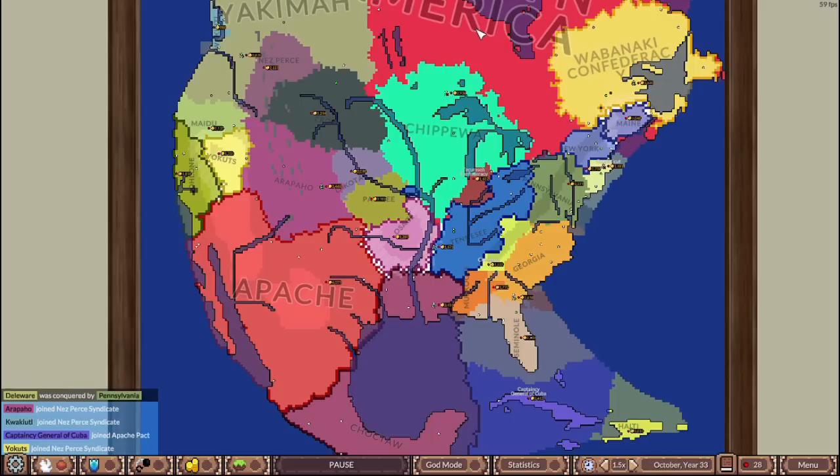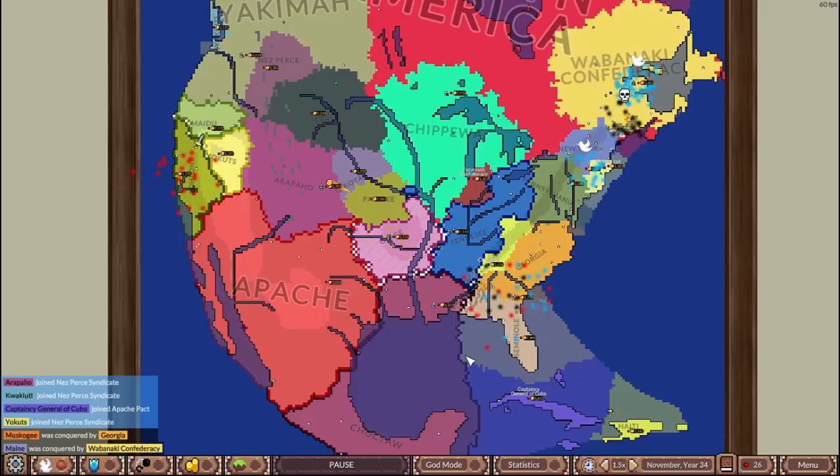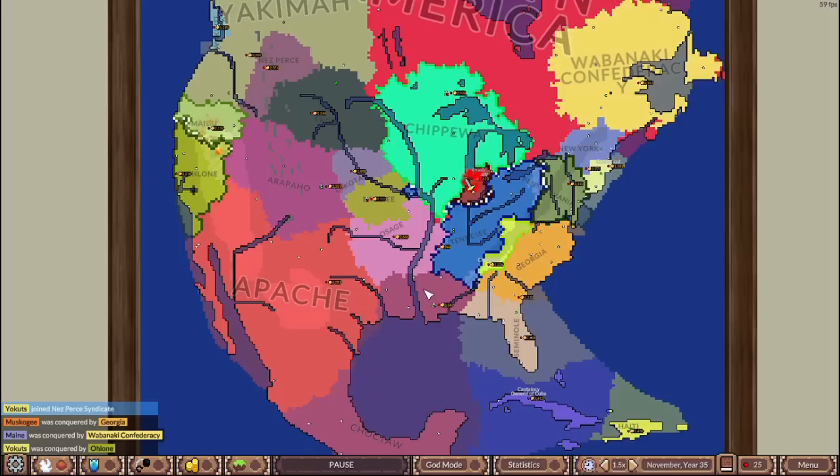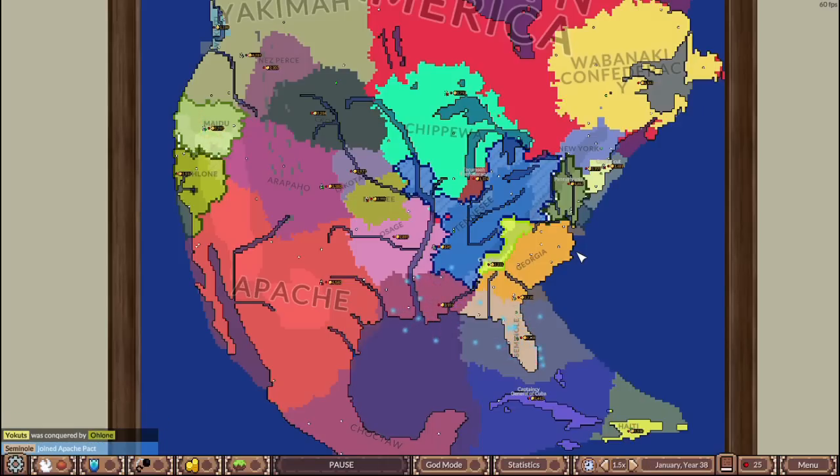The Yakima have gotten really big. The British kind of sandwiched in between three great tribes. Meanwhile, the Muskogee conquered by Georgia. Usually the Muskogee takes out Georgia in these simulations, so Georgia getting the upper hand this time around in the year 1812. We have 25 nations left.